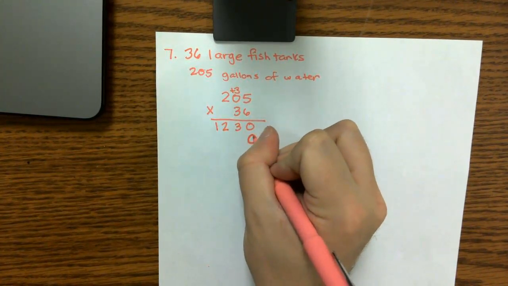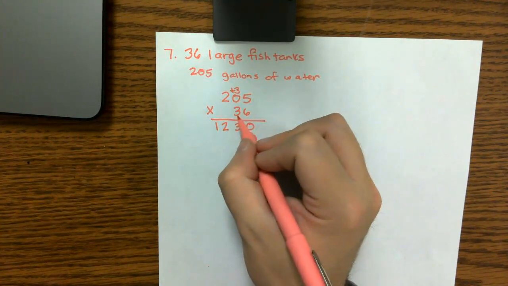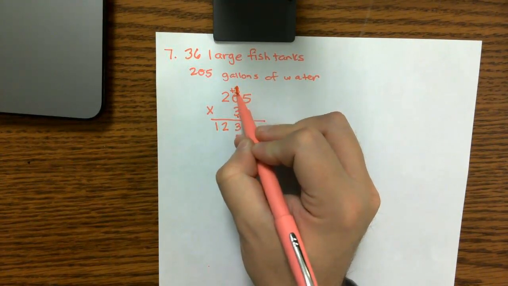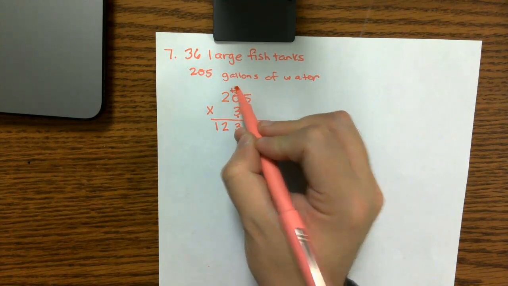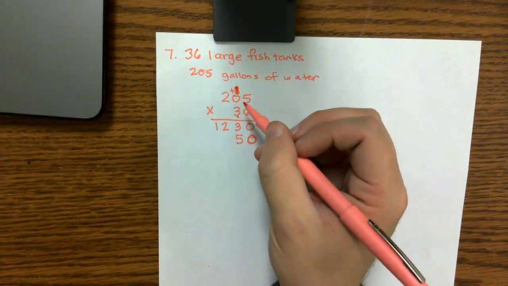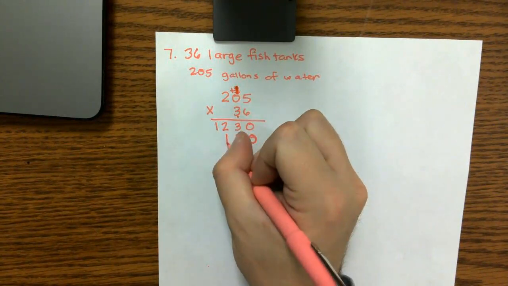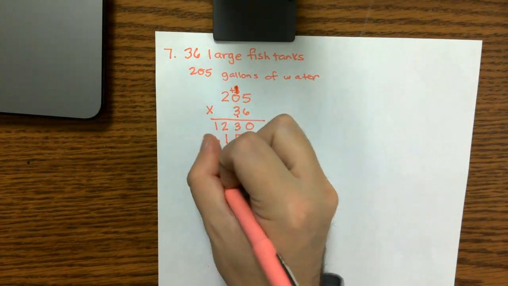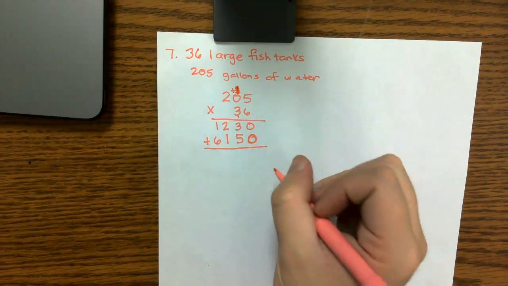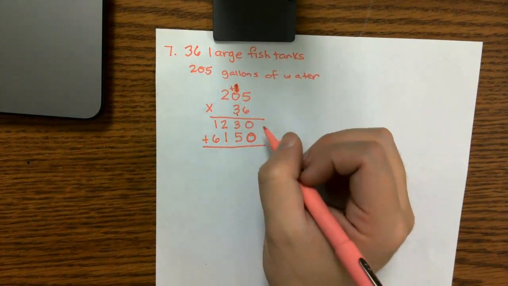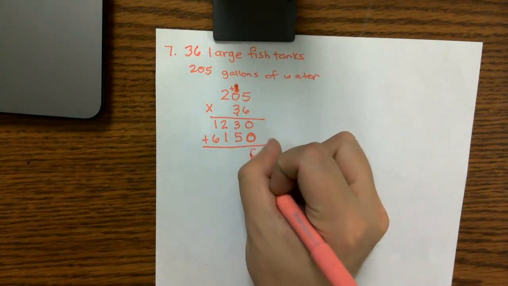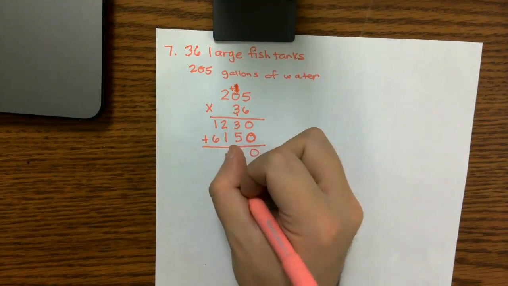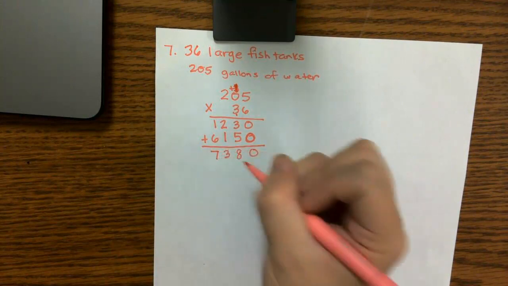Now I have to add my placeholder in order to multiply by my tens. 3 times 5 is 15, so I drop my 5. I regroup my 1. I'll change that 3 to a 1, the big block 1. 3 times 0 is 0, plus that 1 is 1. 0 plus 1 is 1. 3 times 2 is 6. So now I can add both of these partial products to get my total gallons of water for 36 large fish tanks. So 0 plus 0 is 0, 5 plus 3, 5, 6, 7, 8. 2 plus 1 is 3, and 6 plus 1 is 7.